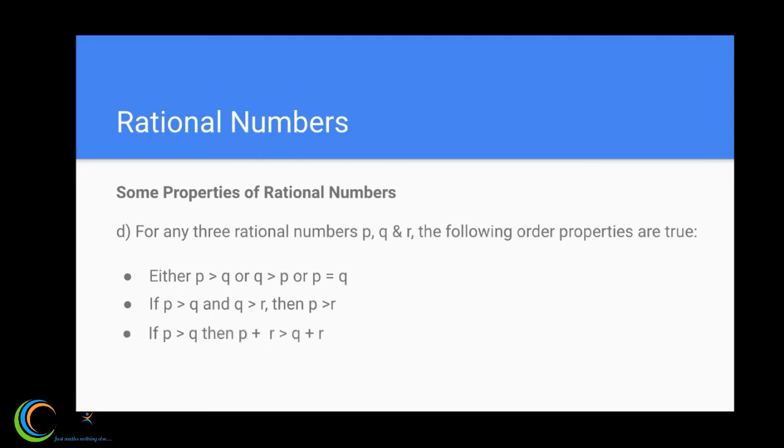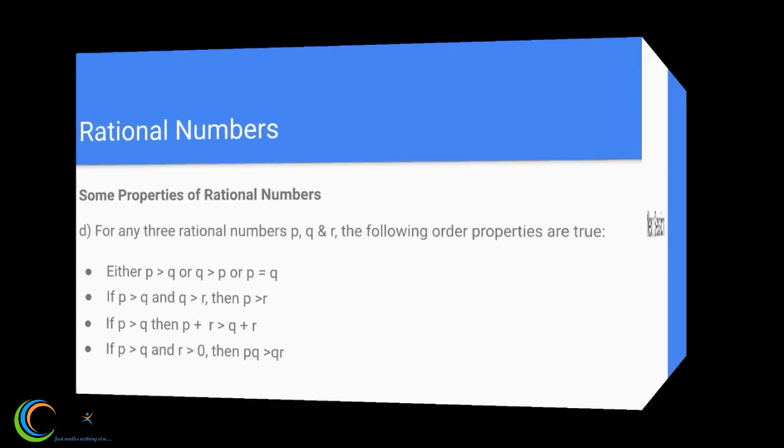Third one, if p is greater than q, then p plus r is greater than q plus r. So that means for p and q, if we add any constant integer on both sides, then the relationship remains the same. Then if p is greater than q and r is greater than 0, then p into r is greater than q into r. That means the product of p and r is always greater than the product of q and r. So these are some properties of rational numbers.